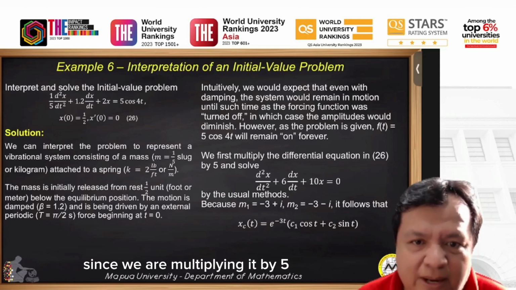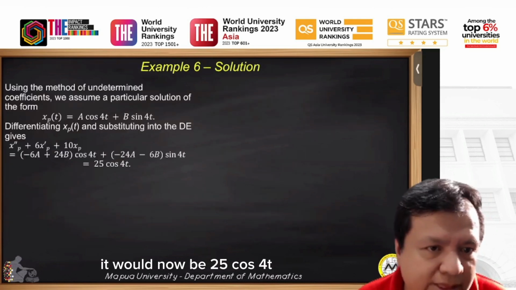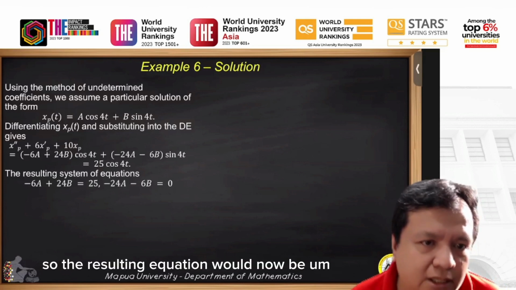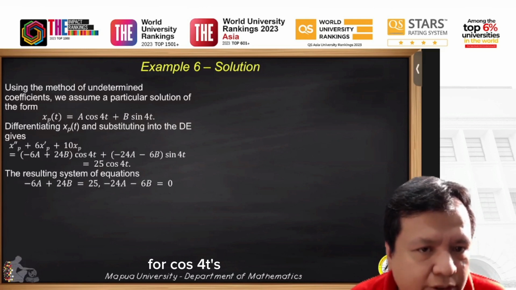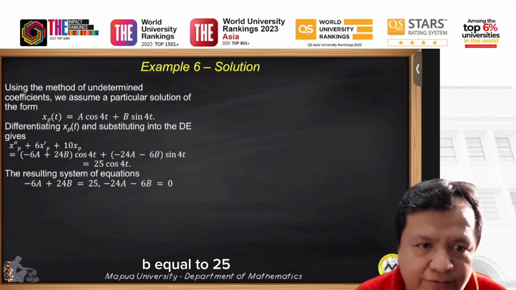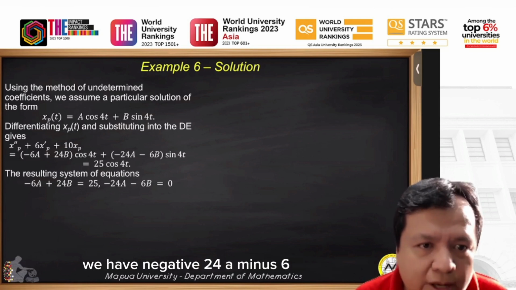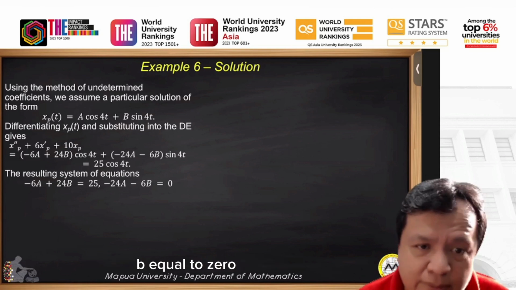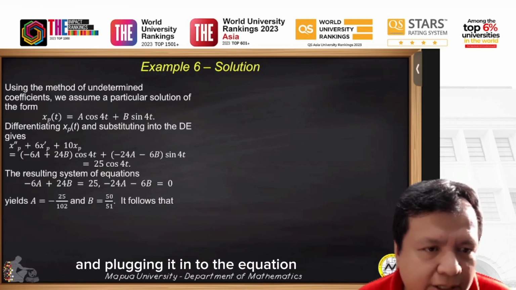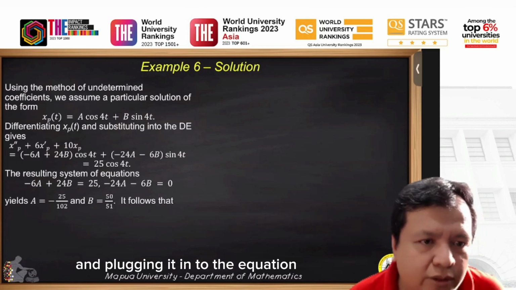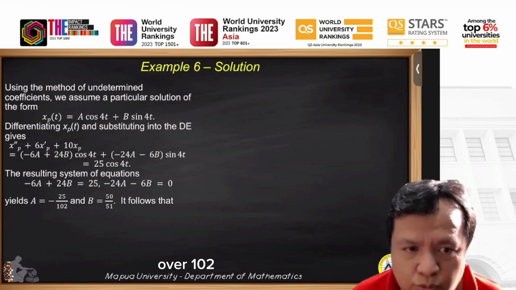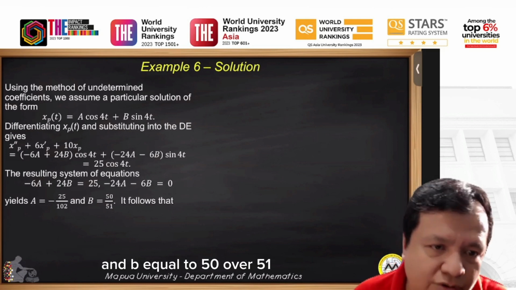Since we are multiplying it by 5, it would now be 25 cosine 40. So the resulting equations would now be, for cosine 40s, negative 6a plus 24b equal to 25, and for sine 40s, negative 24a minus 6b equal to 0. So b is equal to negative 4a, and plugging it into the equation, we have a equal to negative 25 over 102 and b equal to 50 over 51.